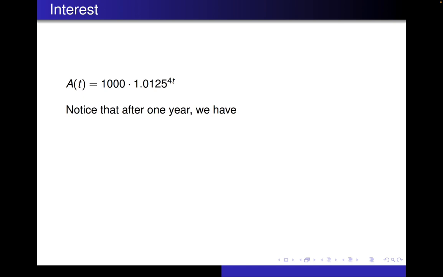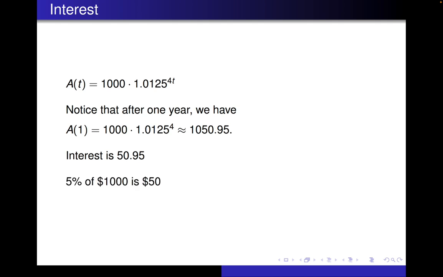Notice that after 1 year, we're going to have A of 1 equals 1,000 times 1.0125 to the 4th power, which is a little over $1,050.95. The interest that we earned on that $1,000 is $50.95, of course. Just as a neat little fact, if we just compound it once at the end of the year, 5% of 1,000 is $50, which is significantly less than that 50.95. Not much less, right? Just an extra 95 cents. But the idea is when you compound interest, you earn more money.